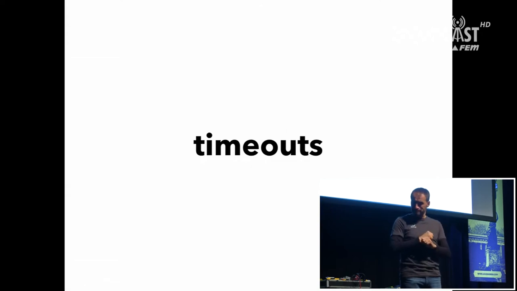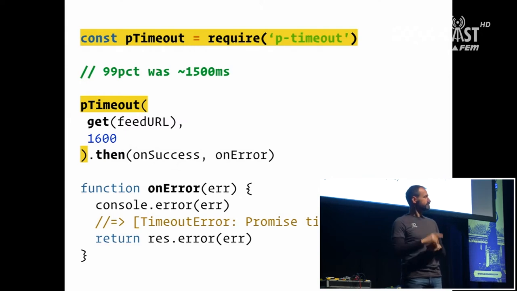Let's see what sort of solution we can use for this. One tool that's very useful when you're building distributed services like this is timeouts. So let's take a look at some code. We know that the 99th percentile for that service was around 1500 milliseconds, so we can optimize for that worst case scenario. Here's where I think some of the newer features in JavaScript get really interesting. I love this little library called ptimeout, and basically it allows you to add a timeout to any promise that you're using. In this case, we're requiring ptimeout and wrapping our get function that returns a promise with ptimeout, giving it a timeout of 1600 milliseconds, just adding a little buffer to those 1500 milliseconds. If it works, it works. If it fails, we'll just raise a timeout error.